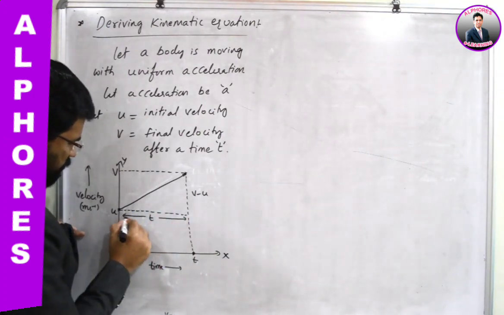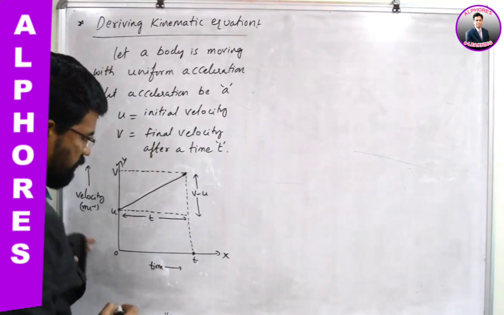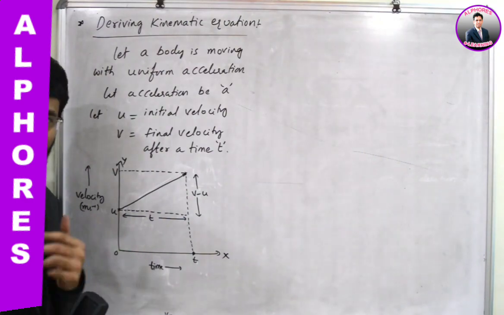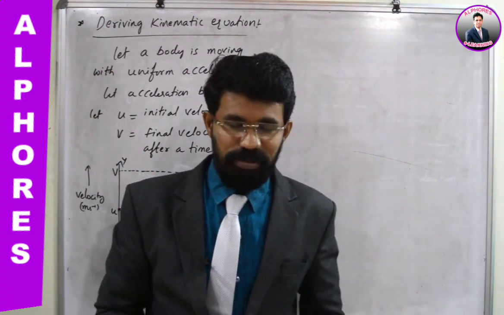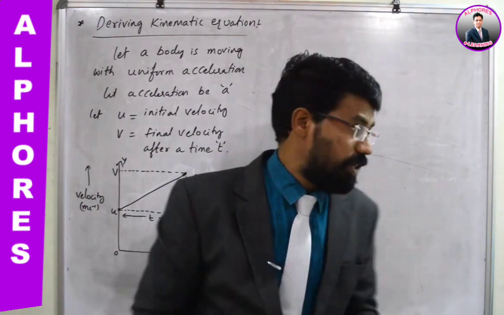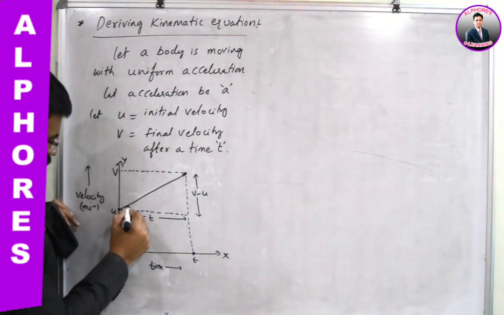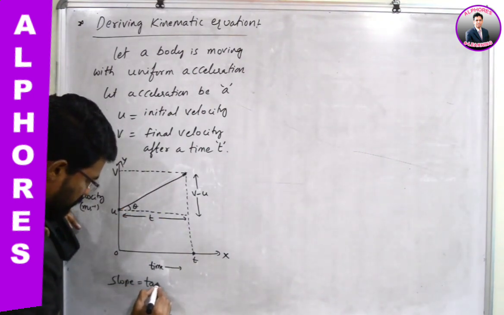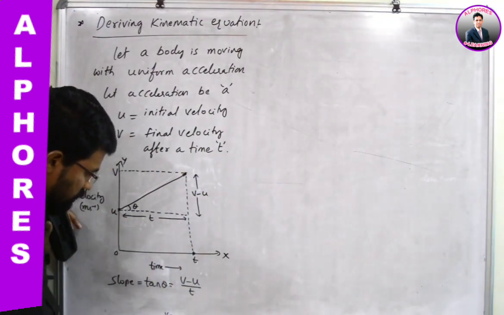There is a reason for representing it like this. Whatever physical significances we identified earlier can be used here to find acceleration and displacement. We know that in a velocity time graph, the slope gives us acceleration, and the area under the velocity time graph gives us displacement. These were the 2 conclusions drawn earlier. So let us use the first physical significance. I am going to find the slope of this graph. Let us say it makes an angle theta. Slope is tan theta, which is opposite side by adjacent side. Opposite side is v minus u, adjacent side is t.